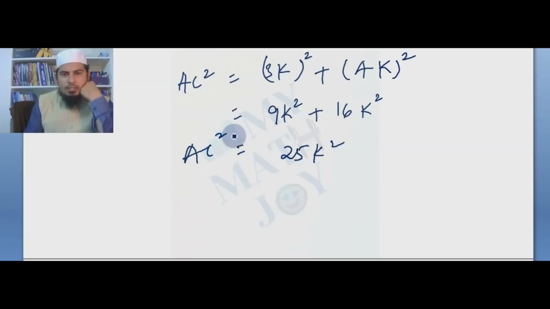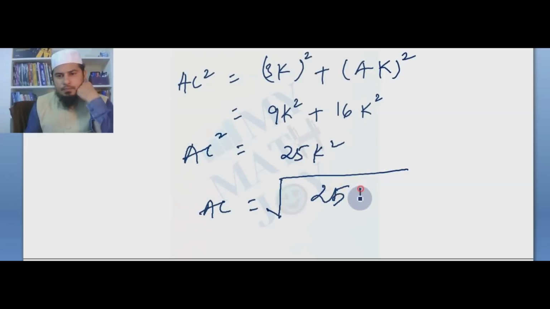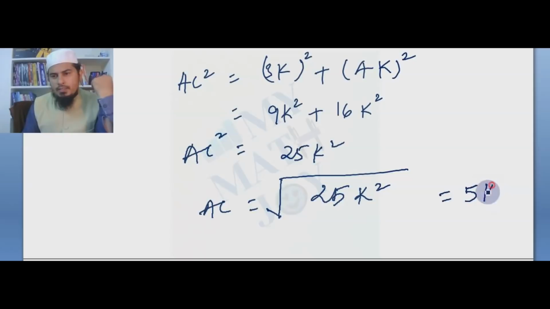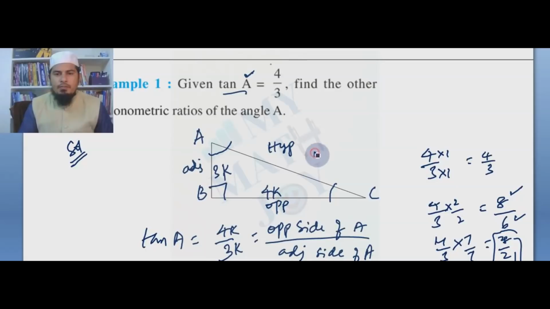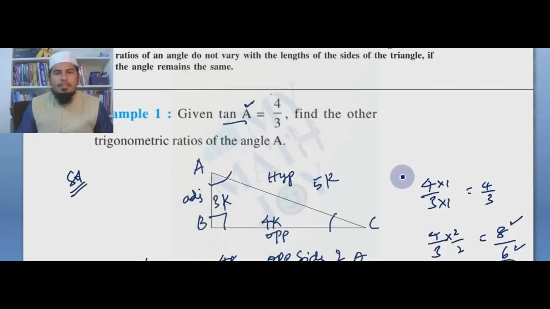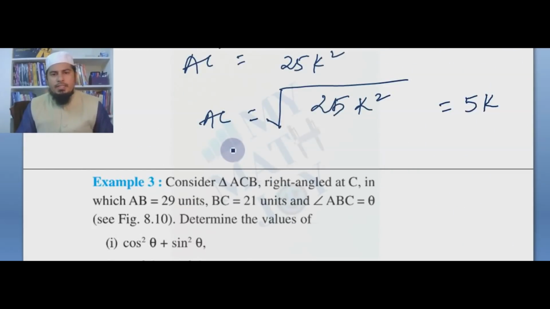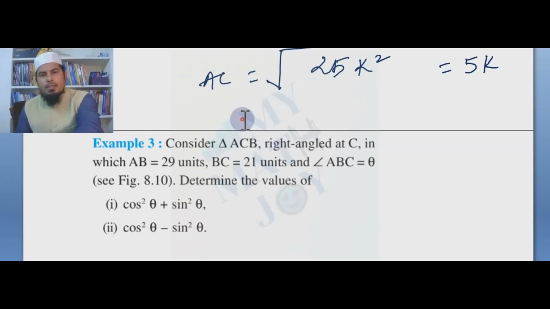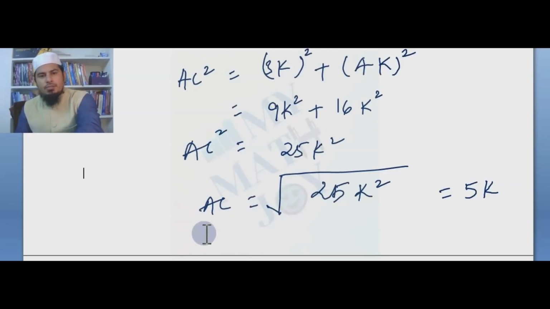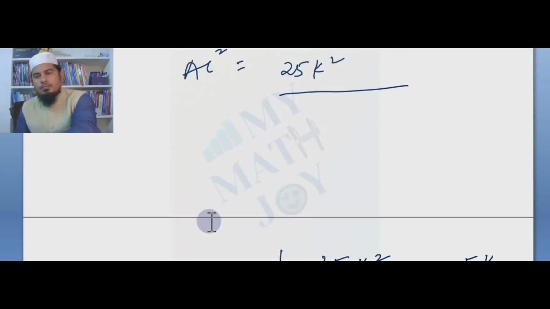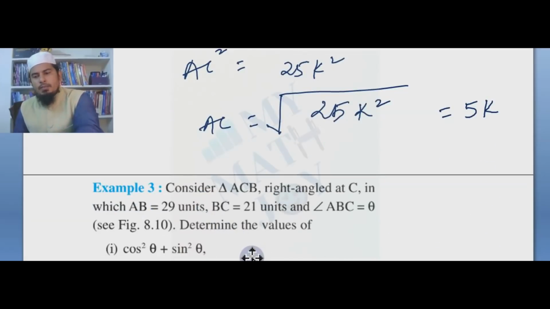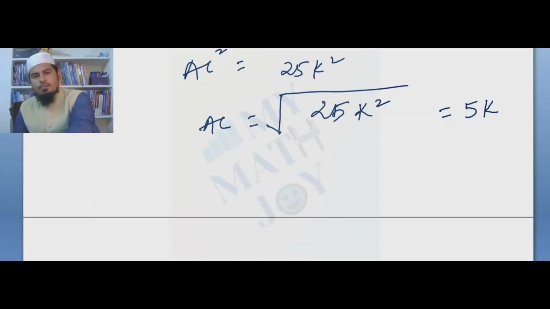If I transpose this square to the other side, it will become under root, and under root 25 is 5, under root k square is k. I got 5k. AC value is 5k. Now the question is to find all other trigonometric ratios. So what can be all other trigonometric ratios?